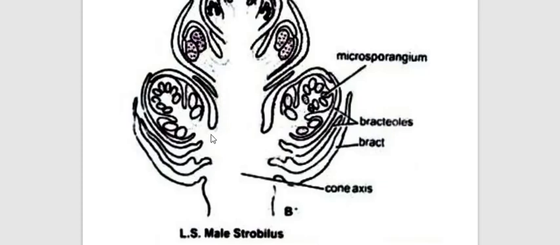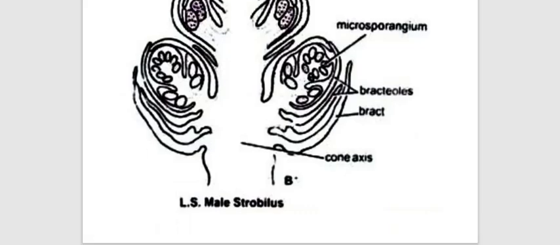And at the time of pollination, the column of this shoot on which the microsporangia are present in a group increases in length, and these microsporangia are carried away from these bracts and the bracteoles. This is the diagram of the male cone.